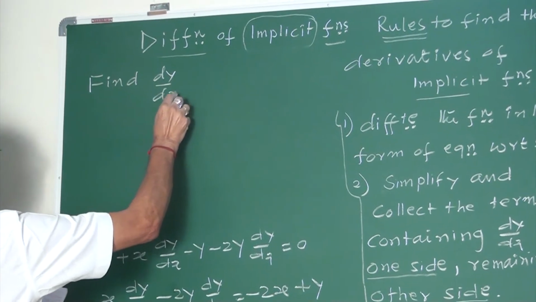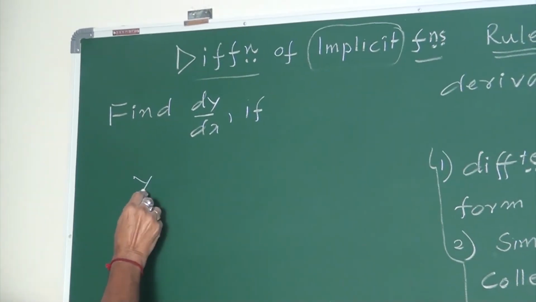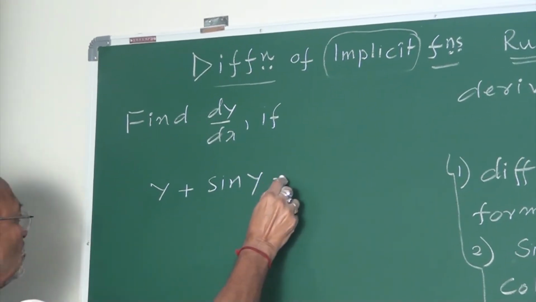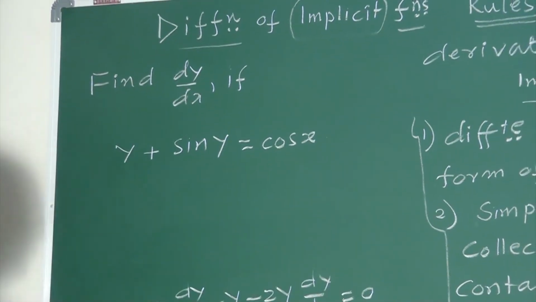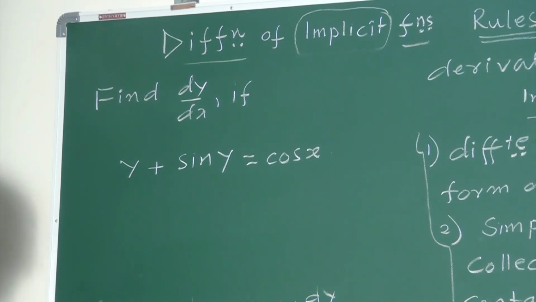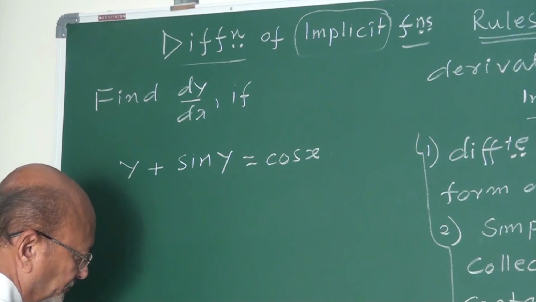Find dy by dx if y plus sin y equals cos x. It is there in the model question paper of the 2nd PUC board. Same thing, my friends. Same thing.